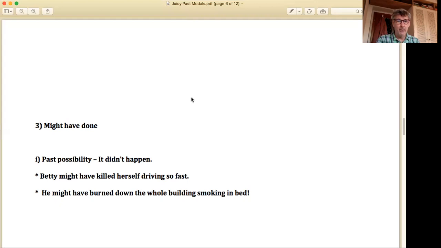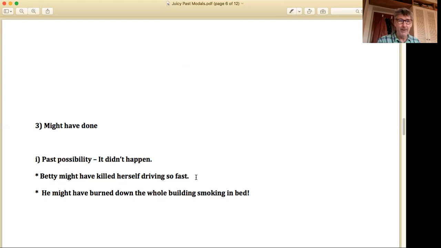All right. So here we have, Betty might have killed herself driving so fast. What does that mean? What do we know about that? It means that she was driving fast. She drove fast to work today, driving through Hostka on her way to Szczecin. Lots of trucks. She's going 120 kilometers an hour. It's dangerous. She might have killed herself and all the other people in her car driving so fast because she didn't want to be late for work. And the boss would be upset.